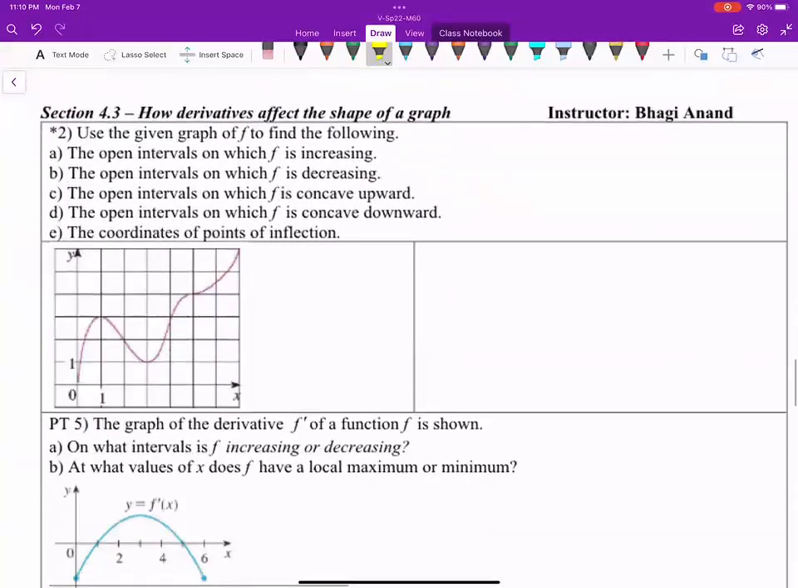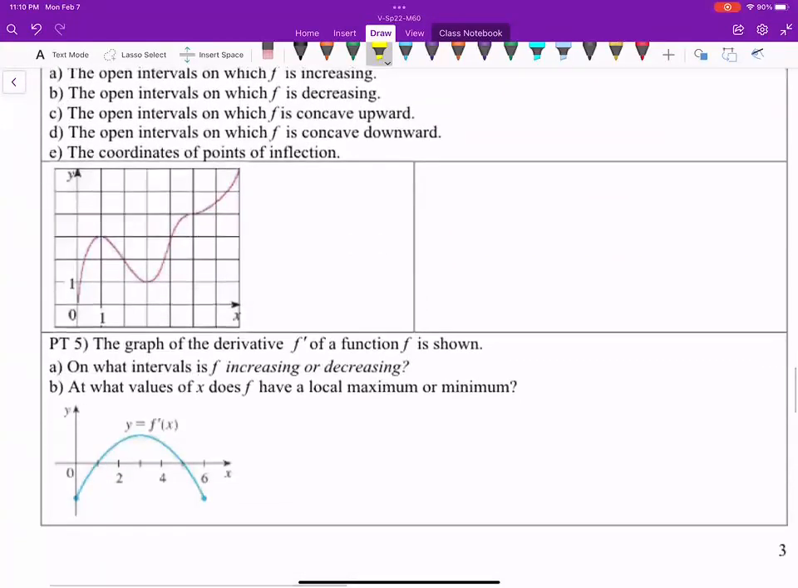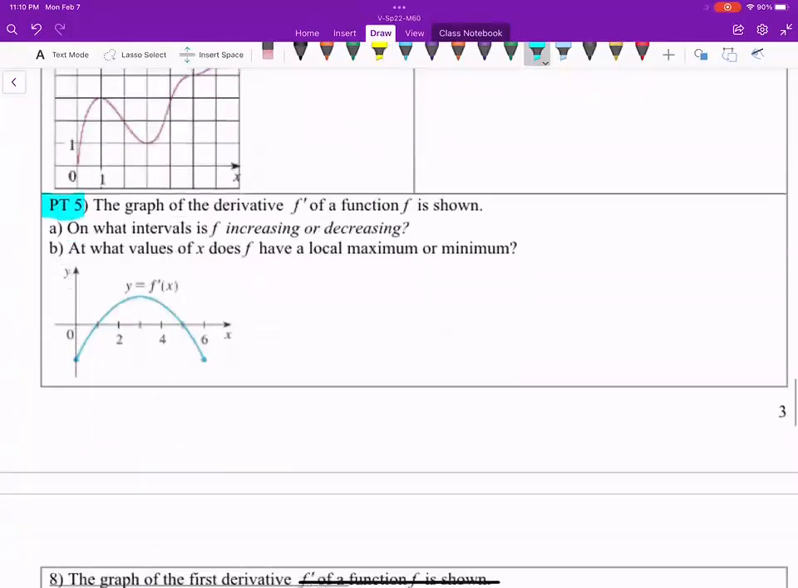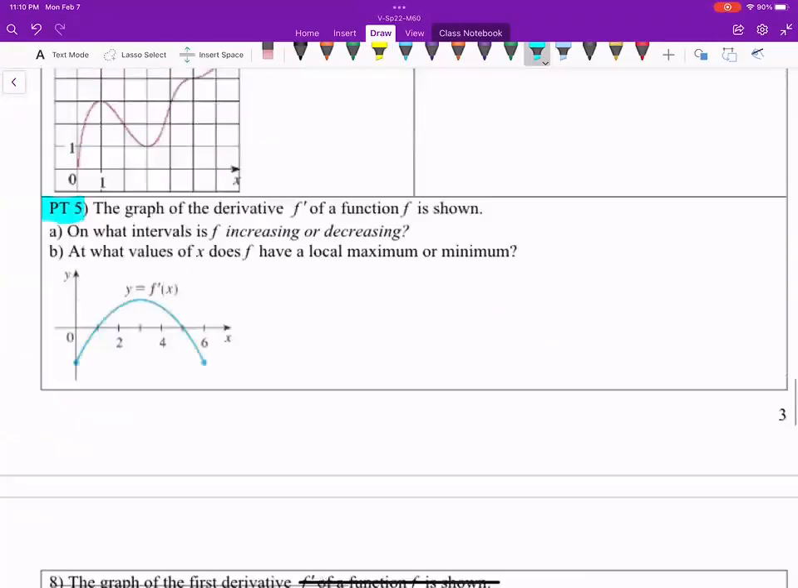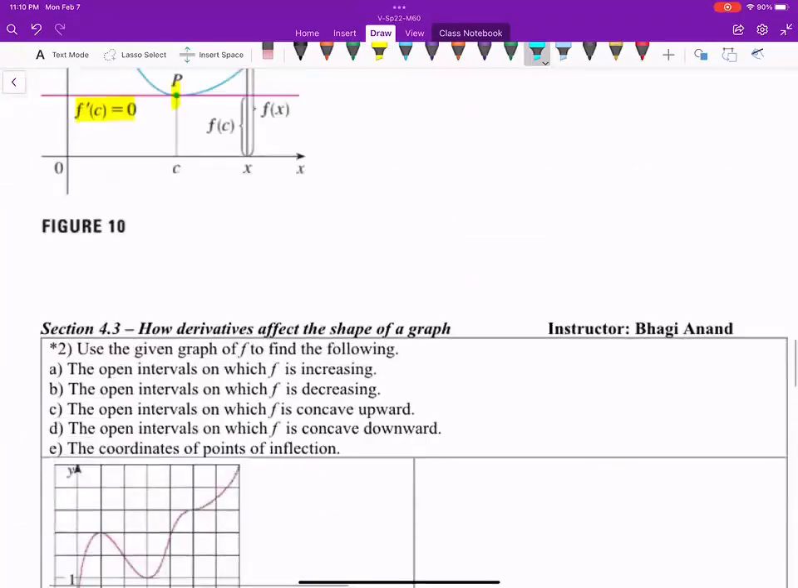So let's try problem number 5, which is done in the section video. Please check that. Problem number 5, and also one more problem, which is also done in the video. So the video problems are number 5 and number 23.